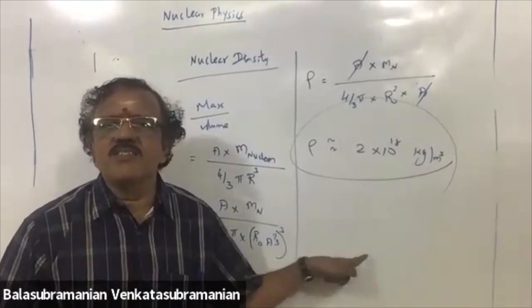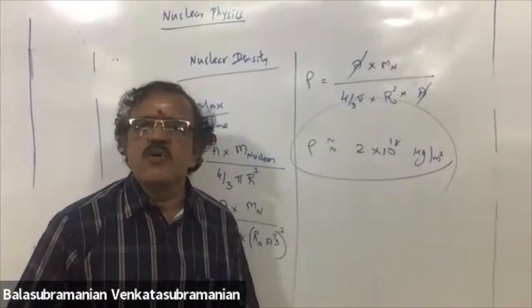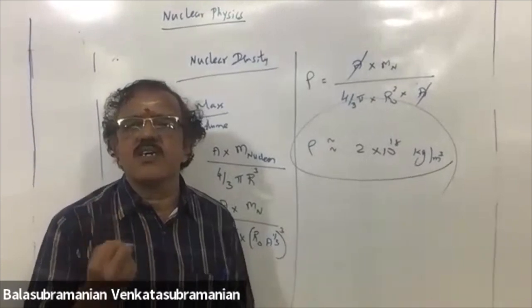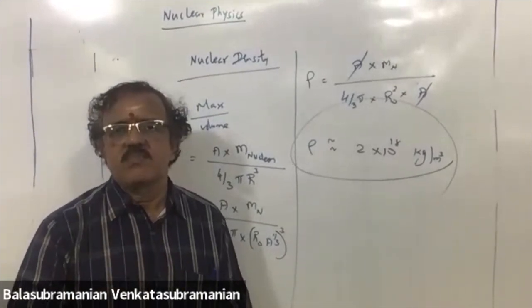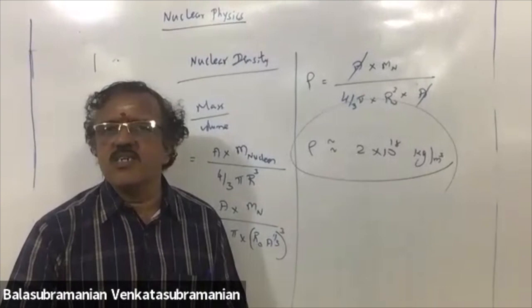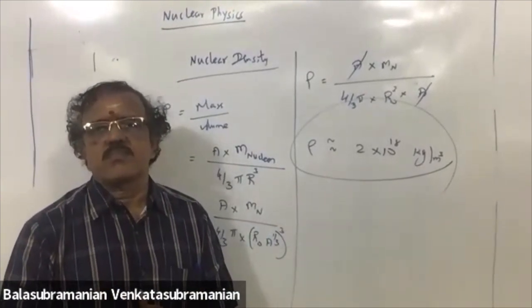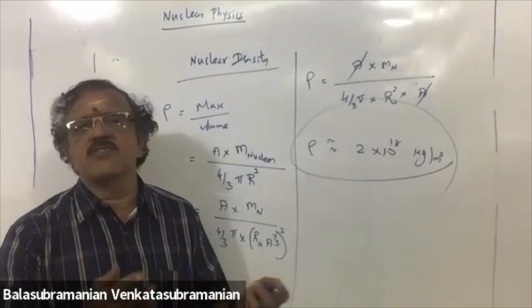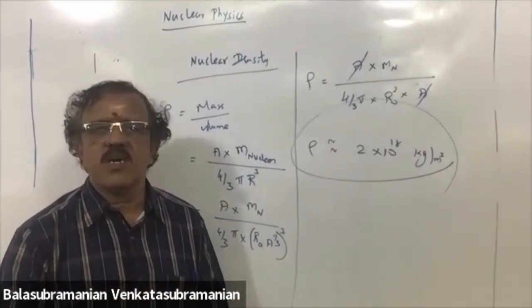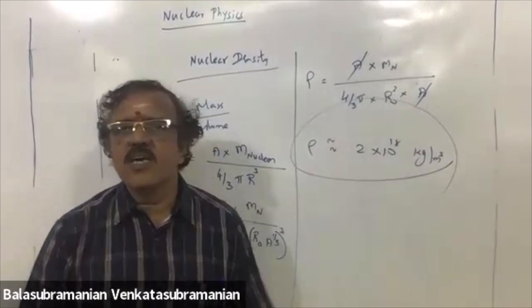Extraordinarily high value of density, what is the meaning? The nucleus is that much stronger. It is not easy to break the nucleus, it is more dense. Some energy should be given to break the nucleus. So, this is nuclear density.